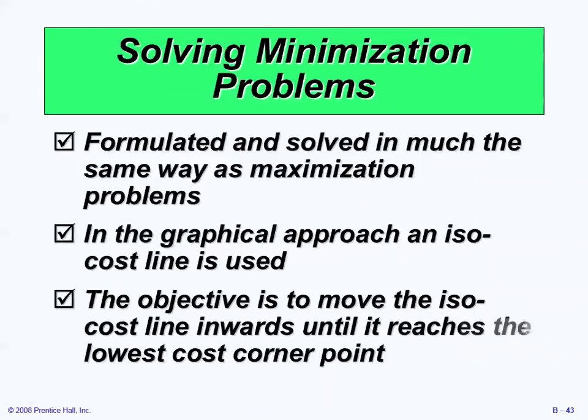Okay, so let's see this. Basically, it's very much the same way. I don't know why they have to have a separate heading for this. Formulated and solved in the same way as maximization problems. So this time, the isocost line. When we're minimizing, we move inwards towards the origin. When we're maximizing, we move away from the origin.